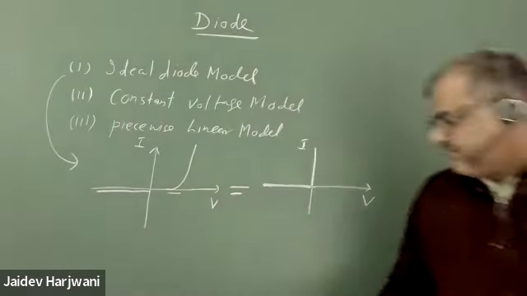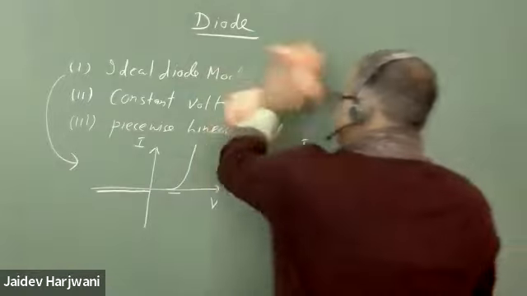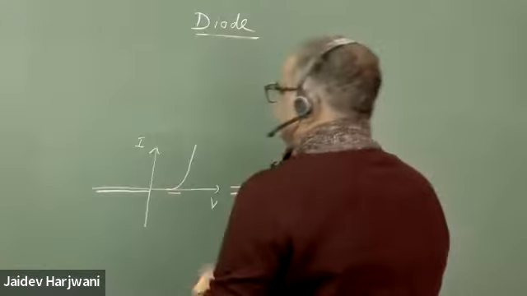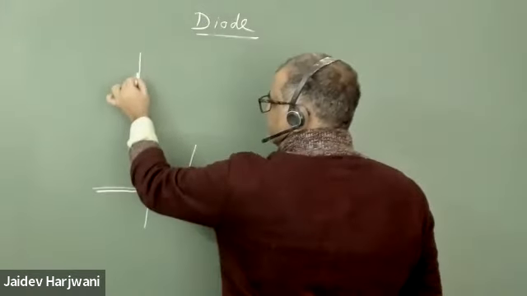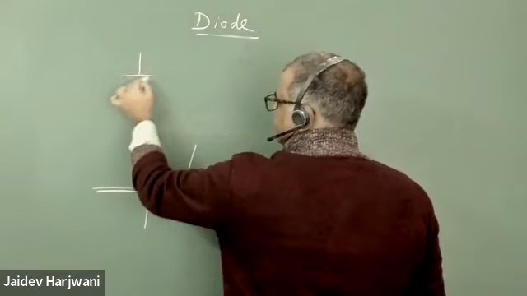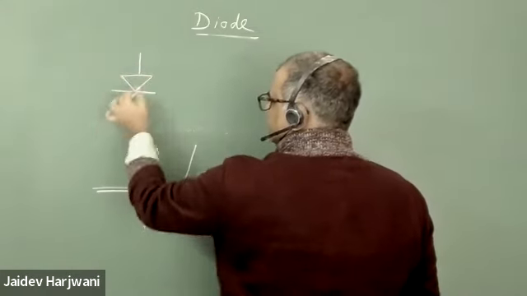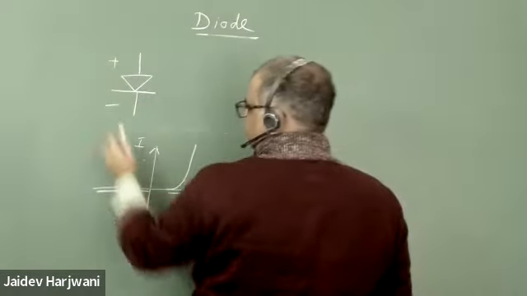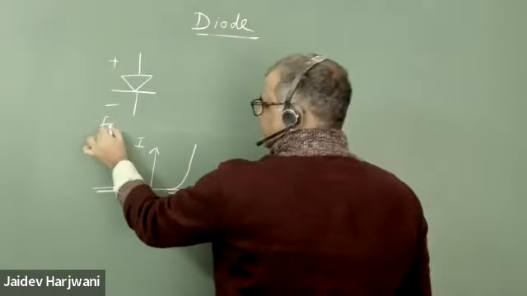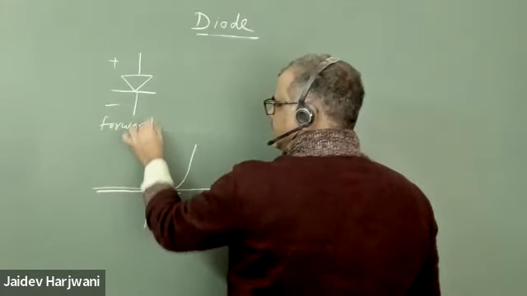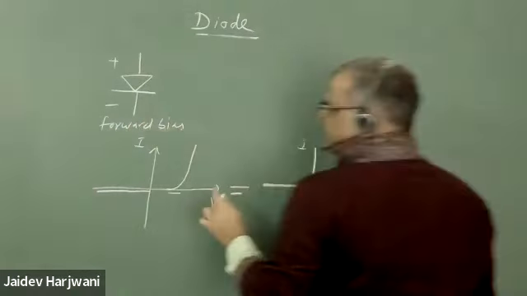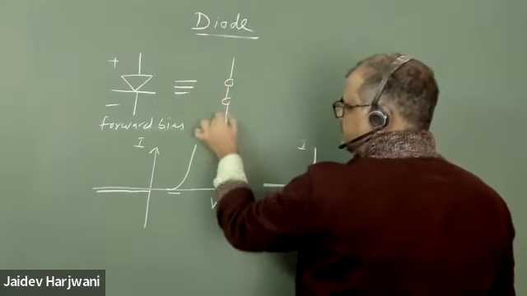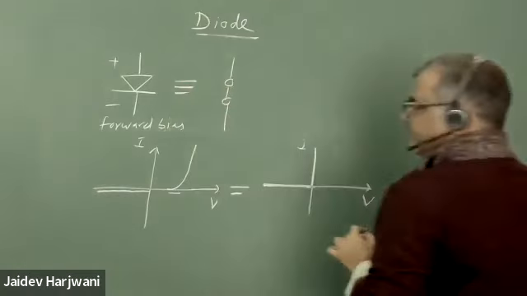So what we can show: if the diode is in forward bias, suppose this is my diode, and I'm applying a positive voltage. When the diode is forward biased, in the circuit I will replace this diode by a short circuit.